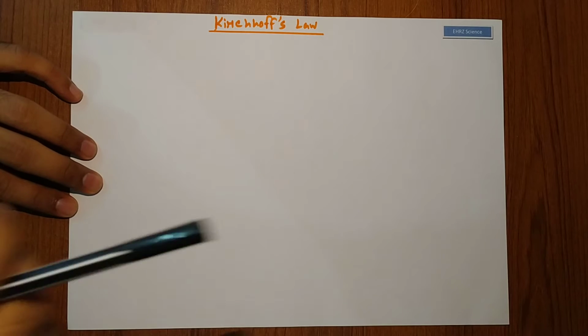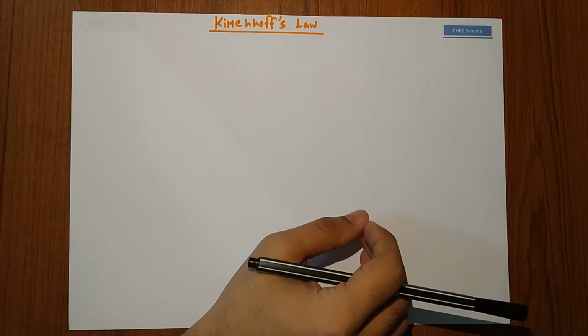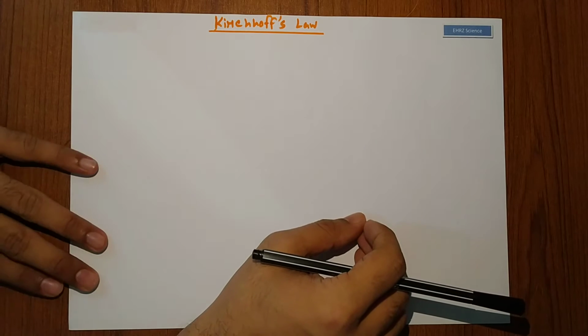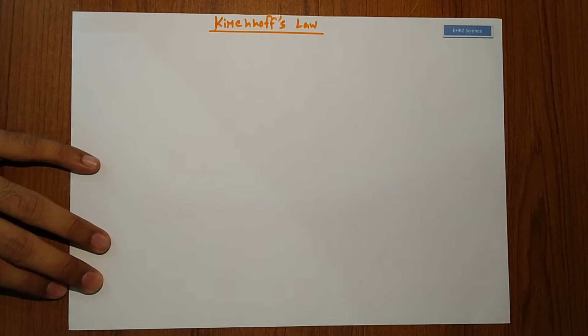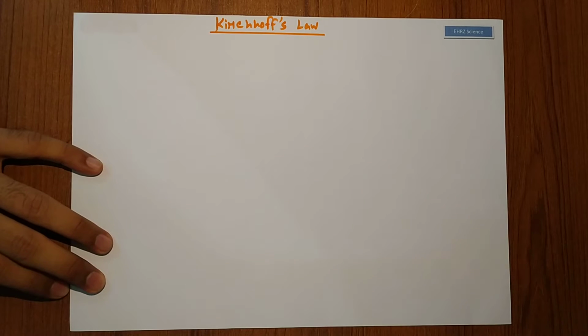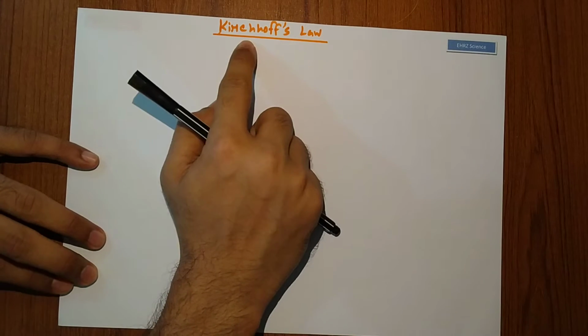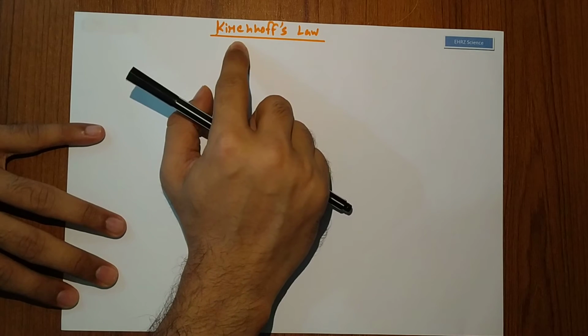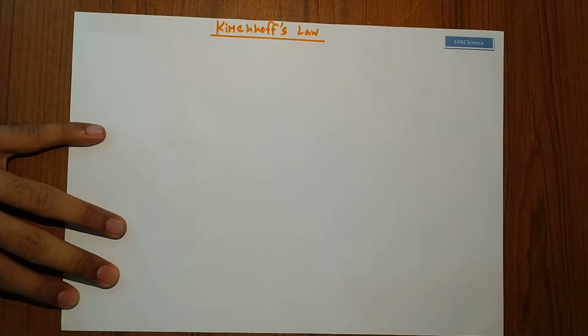In the previous lecture, I gave you some detailed information about node, branches and loops. I told you that in order to have a clear concept in electrical engineering, you have to have a basic knowledge about node, loops, etc. Today, I will give you the concept of Kirchhoff's law. See, I have written here, today's topic is Kirchhoff's law.